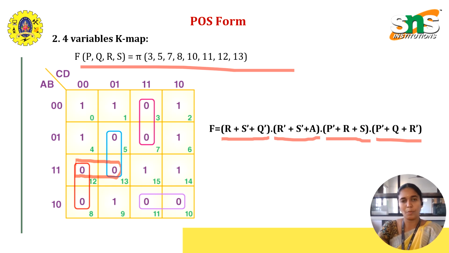So this is about the POS form. In the previous class we saw the SOP form. This is the difference between the cell assignment of the values: min term or max term.